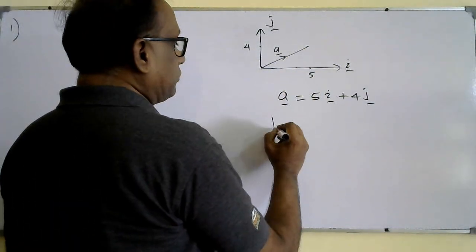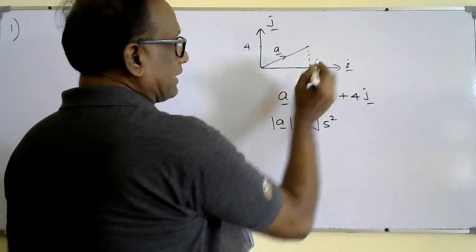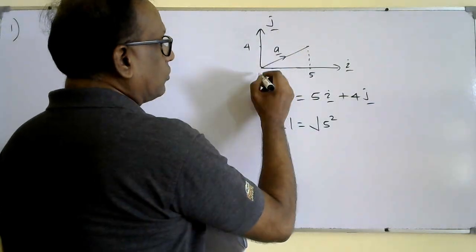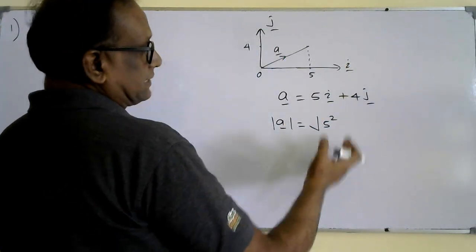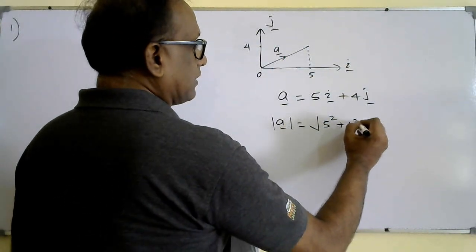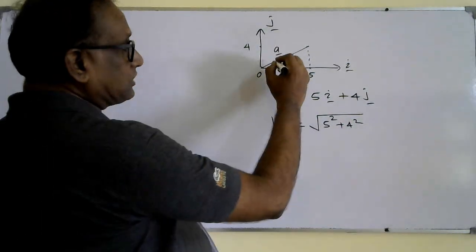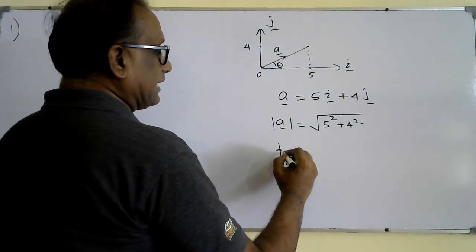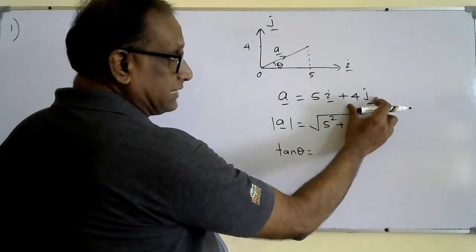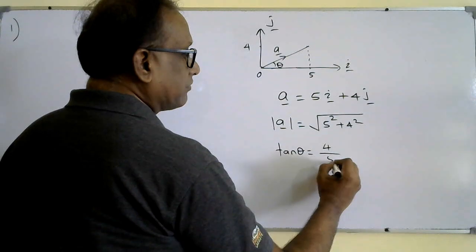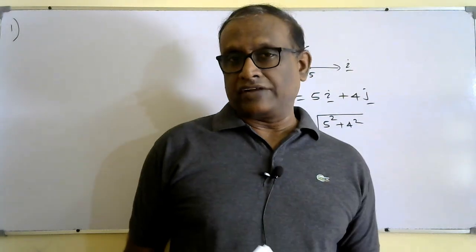So what could be the magnitude of A? If you consider Pythagoras theorem, this is 5, this is 4. So the length of this line, that is the magnitude of the vector A, is given by the square root of 5 squared plus 4 squared. You can solve it and get the magnitude of the vector A. What could be the direction of that vector? If the angle is theta, then tan theta is equal to 4 over 5, that is the j component over the i component. From that you can find theta.